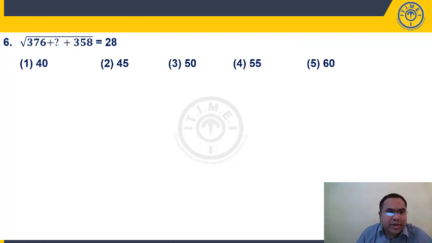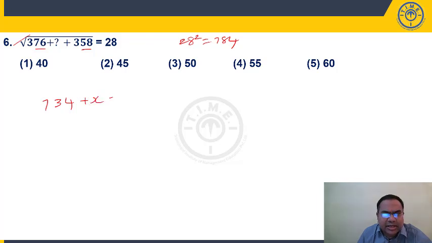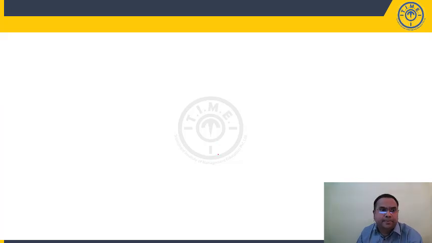Right? Question number 6, students. Now I will square on both sides. Here the square root will get cancelled. We will get 28 square. How much is 28 square? 28 square is 784. Add this 58 plus 76, 134. 134 plus x, squaring on both sides. 28 square is 784. x is equal to 784 minus 734. It is 50. 50 is present in the third option.